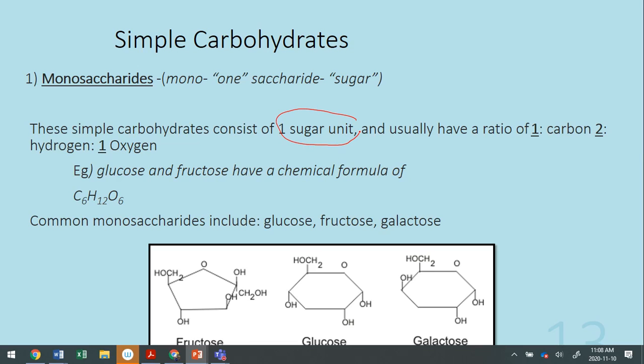Okay, so simple carbohydrates usually consist of only one or two sugar units. Now, you said before, you know what the prefix mono means. Mono means one, okay? And saccharide means sweet. So we use the suffix saccharide when we're talking about sugars. So a monosaccharide is any sugar that is made up of one unit.